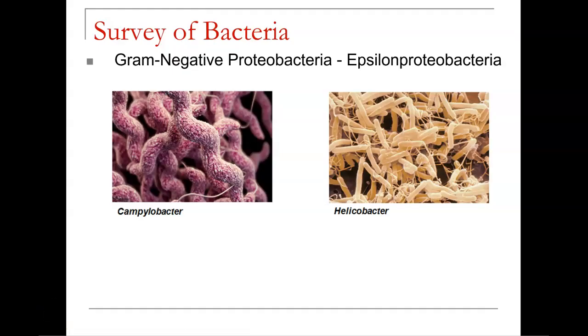And this is our fifth class. We're going to have the Epsilon Proteobacteria. They exist as rods, vibrios, and spirilla. First one here, we have Campylobacter. That's going to cause blood poisoning and inflammation of the intestinal tract. And then we have Helicobacter, and this is responsible for causing things such as ulcers in the intestinal tract.